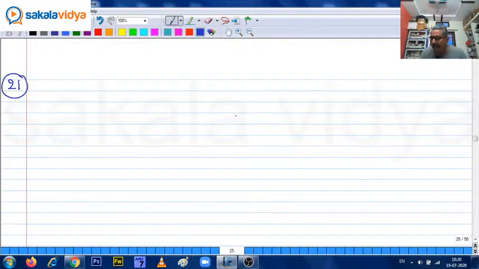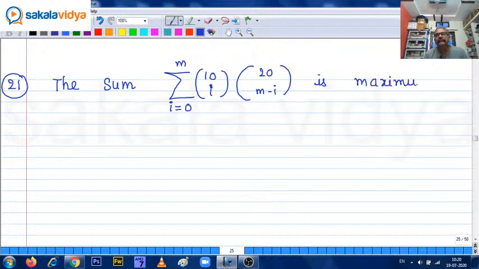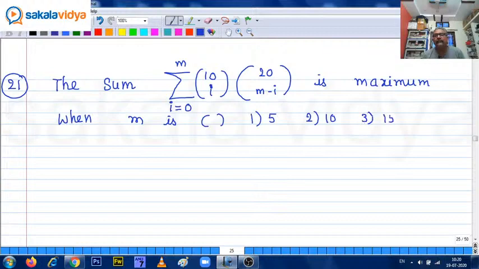Question twenty-one. The sum, sigma i equals 0 to m of 10Ci, this is also a different notation, times 20C(m-i), is maximum when m is: first option 5, second option 10, third option 15, fourth option 20.